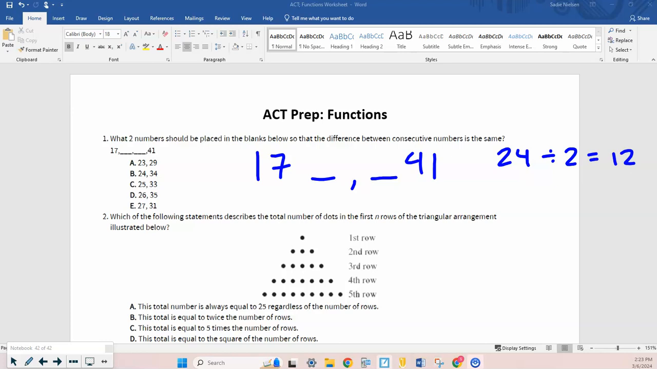And then if you split 24 up into 2 separate parts, because you have 2 different numbers, it should be a 12. So that means from 17 to this first blank should be plus 12. And then from the second blank to the third blank should be plus 12. And then from the third blank to the 41 should be plus 12. Okay? So we go 17 plus 12. Who got a 29?